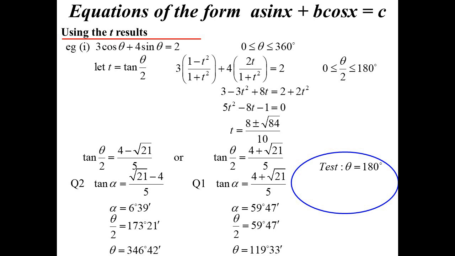And it's pretty easy to check because the cosine of 180 is negative 1, and the sine of 180 is 0, therefore really you're just looking at the coefficient of the cosine function. Is negative 3 equal to 2? No, it's not. So 180 is not a solution. But make sure you test that if you're using this method.